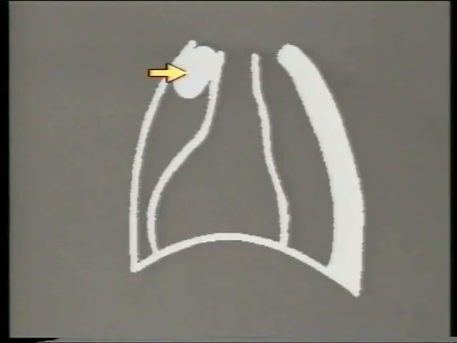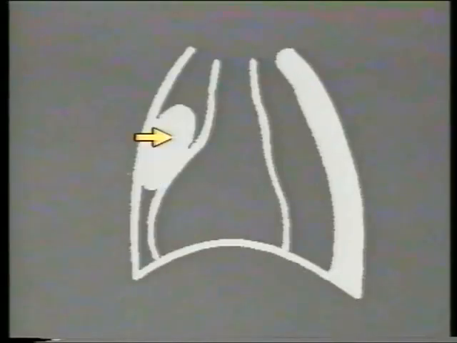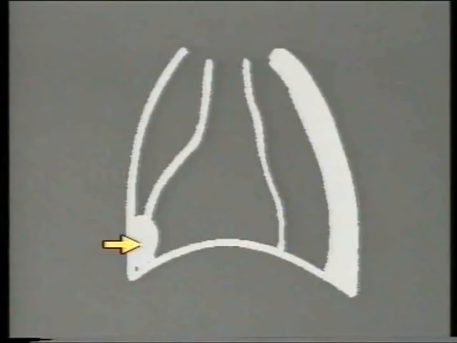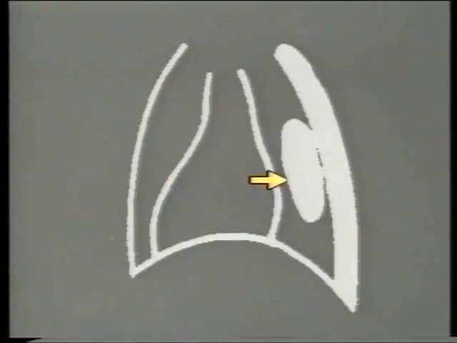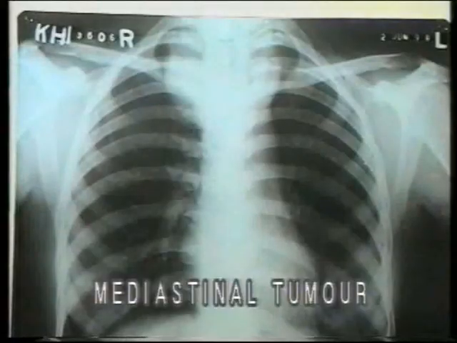In the middle third, thymus, lymph nodes and teratomatous dermoids. And at the cardiophrenic angle, pericardial cyst and diaphragmatic hernia. Now in the middle compartment, lymph nodes and carcinoma of bronchus are the common swellings. In the posterior compartment, the common swellings are neurofibromas, paravertebral abscesses, aneurysm of descending aorta and dilated esophagus in achalasia cardia. Now we will study some X-rays of mediastinal masses.